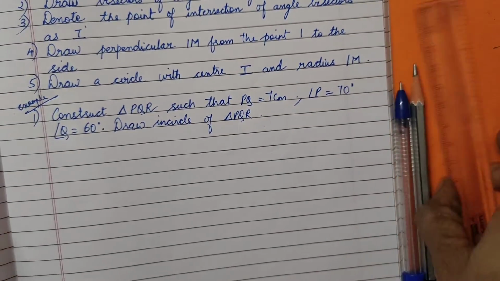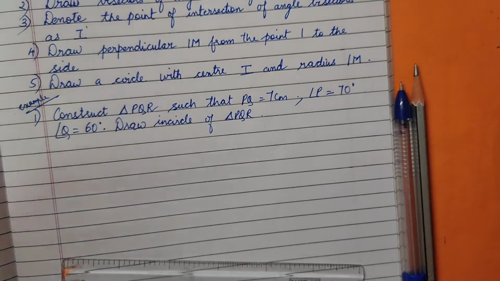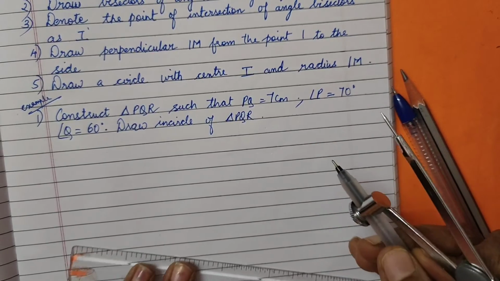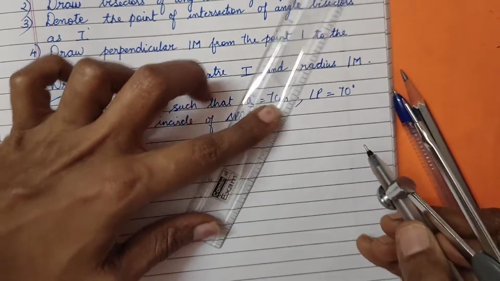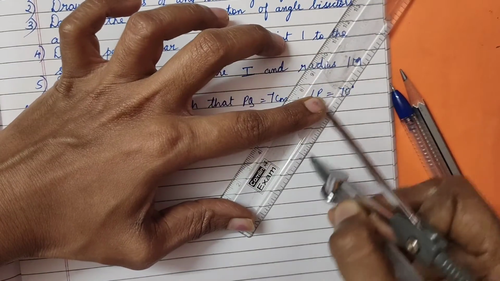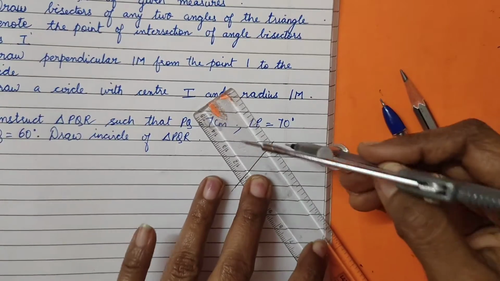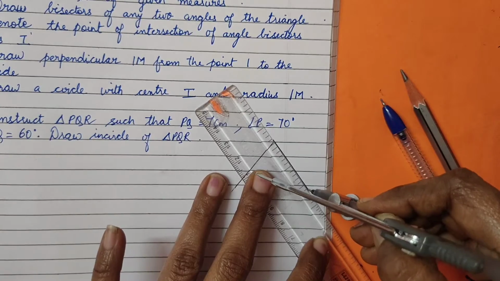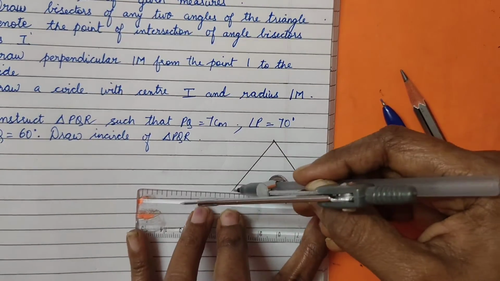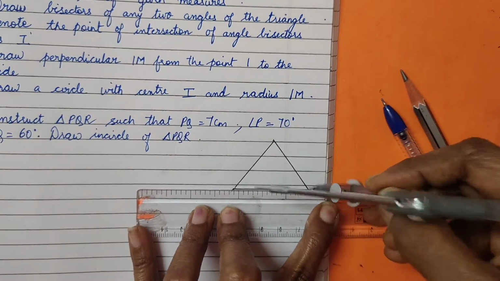Okay, firstly what we are going to do, we are going to draw PQ. Before that we need to draw a rough diagram. Always we need to draw a rough diagram. So how are we going to draw the rough diagram? Just one triangle without any measurement. This is a rough diagram, so we need to measure only using a scale and a pencil.